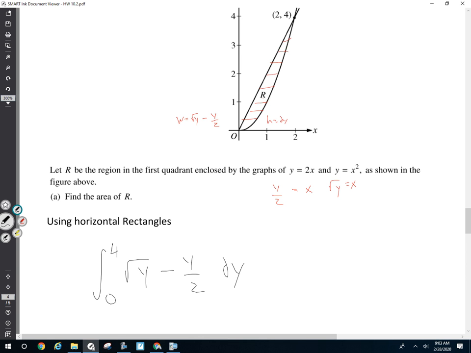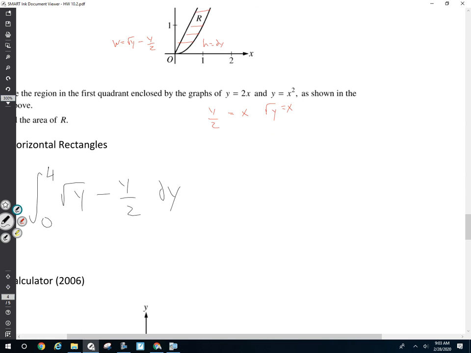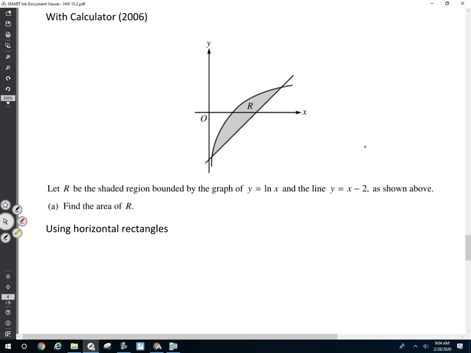I can find this, actually. So let's do it. Y to the 3/2 times 2/3 minus y squared over 4, from 0 to 4. 4 to the 3/2, the square root of 4 is 2. 2 cubed is 8. So this is 16/3 minus 4 minus 0. That's 12/3. 16/3 minus 12/3 is 4/3. Okay, I think I found that last class as well using vertical rectangles.